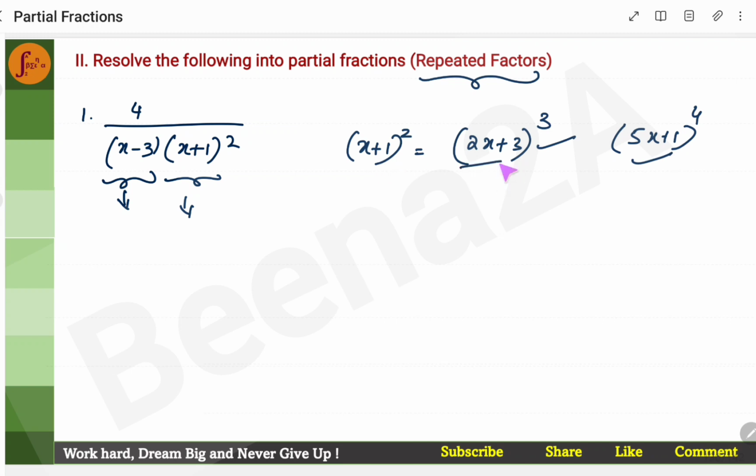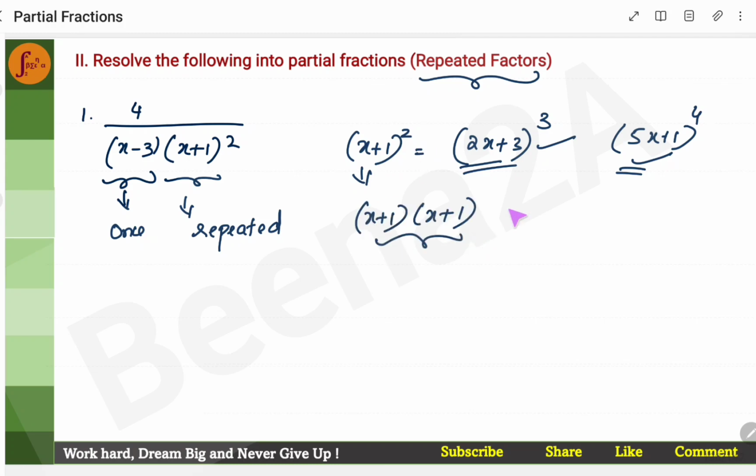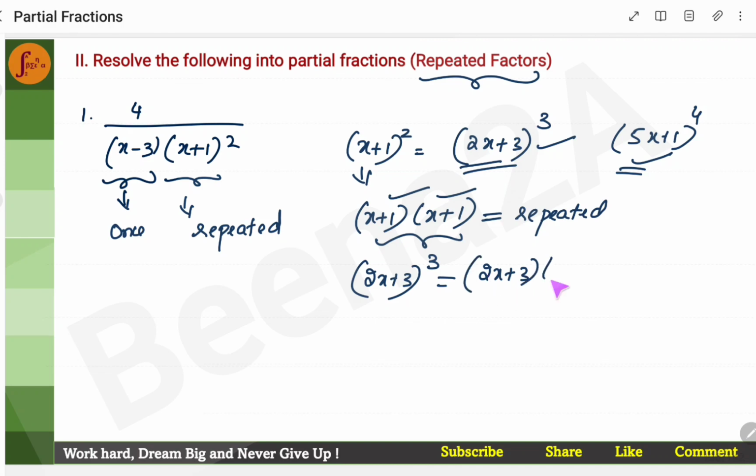So basically this is happening only once, and this is repeated twice. So what is x plus 1 the whole square? It is nothing but x plus 1 into x plus 1, 2 times. That's why it's called repeated. Now if I say 2x plus 3 the whole cube, this will be nothing but 2x plus 3 into 2x plus 3 into 2x plus 3. So it's repeated 3 times, and that's why it's called repeated.